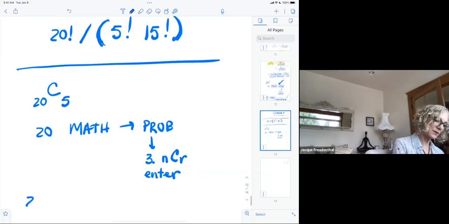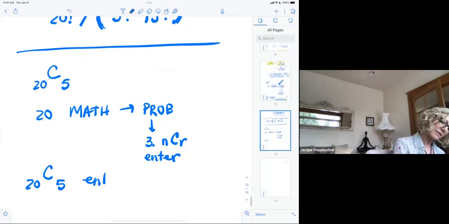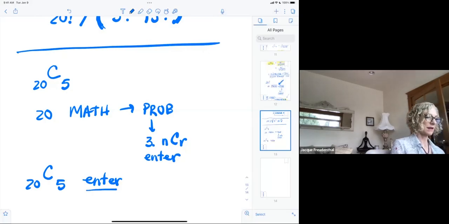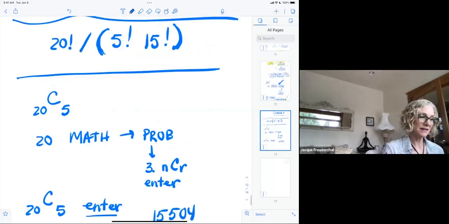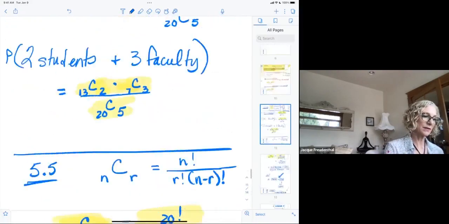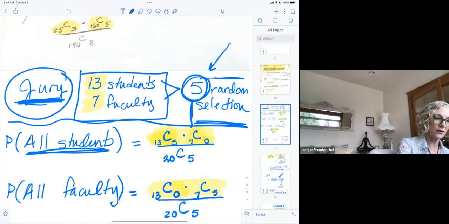So on your screen, you'd have 20, you'd have C, and then you have this flashing cursor, and that's where you put your 5. So that flashing cursor, you would enter 5, and then you would press enter. And you get 15504. Okay, so a combination of 20 and you're selecting 5. So this is the jury one that we were looking at. So in the jury, we were selecting 5 out of the total 20.